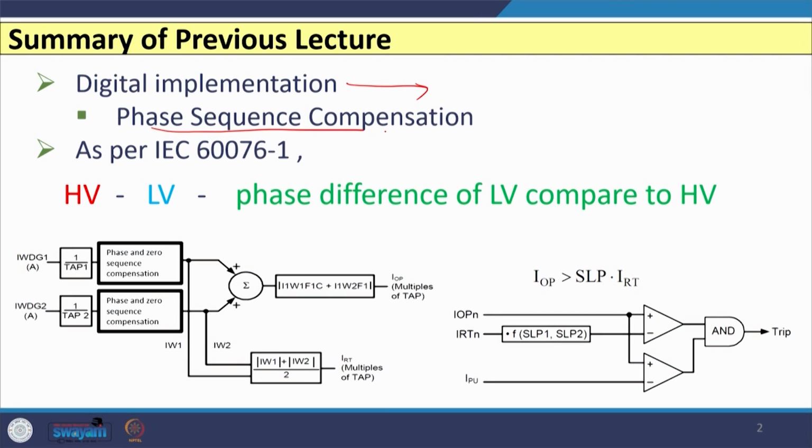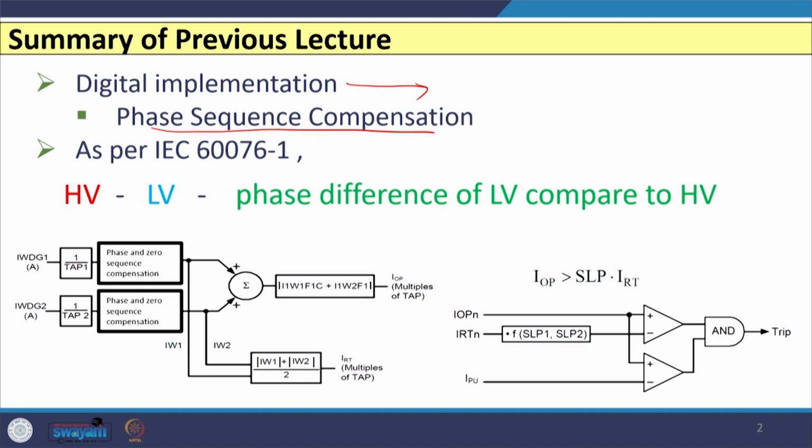Hello friends. In the previous lecture we discussed the digital implementation of the digital or numerical relay when used in a power transformer. We discussed that if we wish to achieve the inherent phase shift compensation, then we have to use a different matrix depending upon what vector group or winding connections are used.